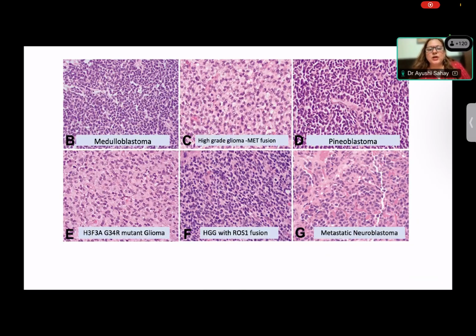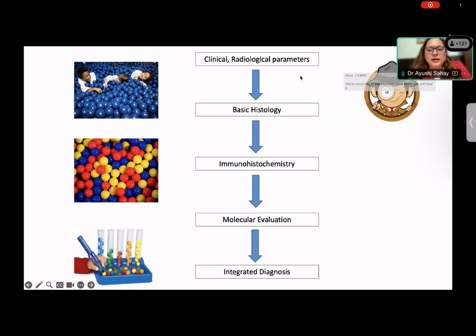So in the CNS, you can have a lot of tumors that have small round blue cell morphology, and not all of them are embryonal tumors. Except for medulloblastoma or pineoblastoma, the rest are different types of high-grade glioma or metastasis that can look like a CNS embryonal tumor. So you have to be aware of these entities. And how do you separate between them? You have to go through the clinical and radiological parameters. You will hear more about this from Dr. Amit. Then you have to apply your basic histology, and with the help of immunohistochemistry, you can start differentiating among these various small round blue cell tumors. And then if you add a layer of molecular evaluation, if you have it, great.